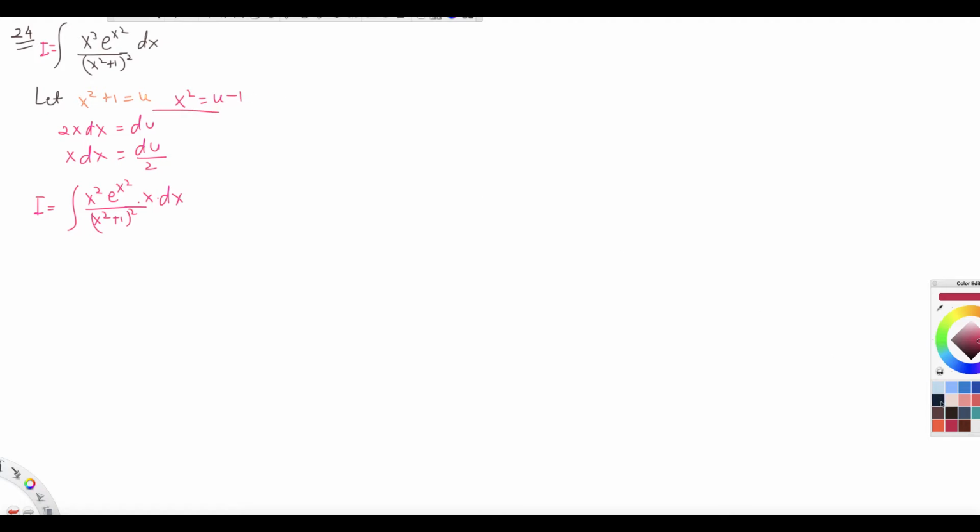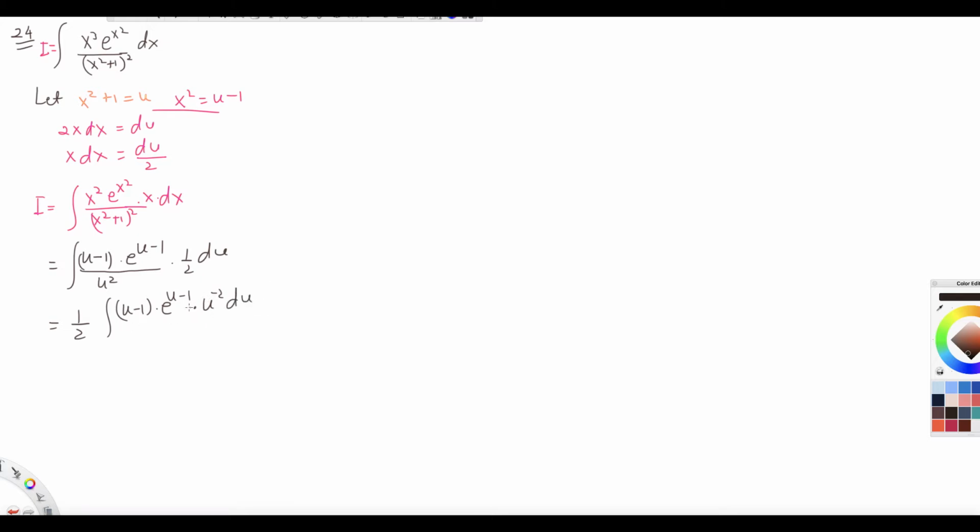So let us do that and plug back. What do you get? Therefore, this equals the integral of (u minus 1) times e to the u minus 1, divided by u squared, times 1/2 du, because x dx is 1/2 du there, right? Let me pull that 1/2 outside, and then you get (u minus 1) times e to the u minus 1, and you can move the denominator to the top and write u to the negative 2, no problem, du.